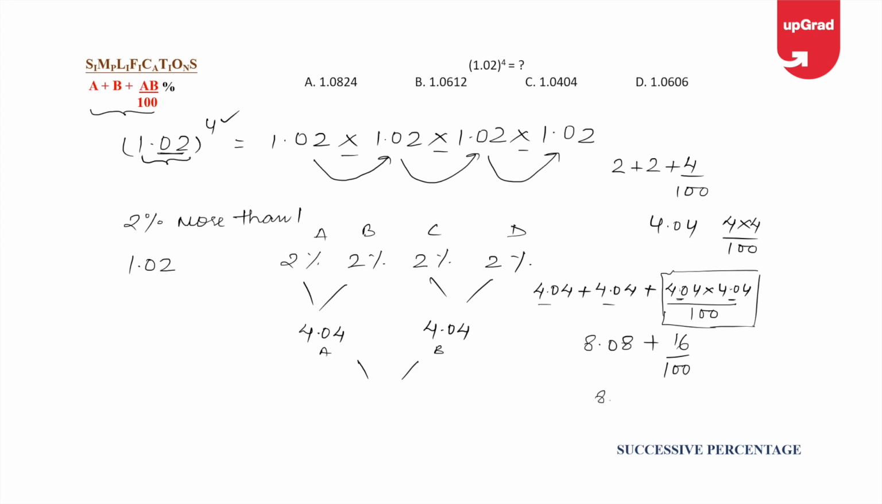So it becomes 8.08 plus 0.16, which will give me 8.24 percentage of 1, because that's where we started this question from. So 8.24% of 1 will be nothing but 0.0824. Now, 0.0824 increment of 1. So what is the value? 1.0824. That's my answer to the question.